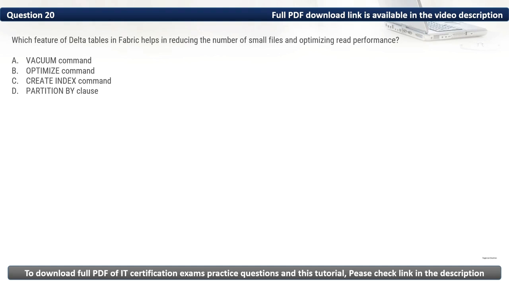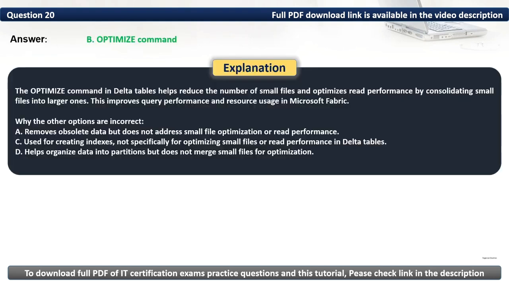As such, the feature that we should use is the OPTIMIZE command. Thus, the correct option is B. The OPTIMIZE command in Delta tables helps reduce the number of small files and optimizes read performance by consolidating small files into larger ones. This improves query performance and resource usage in Microsoft Fabric.